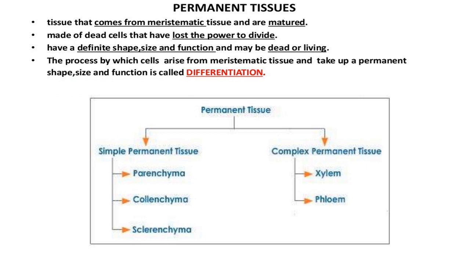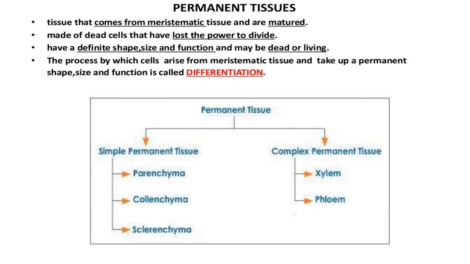In the previous video of chapter tissue, we have already finished with meristematic tissue. Today we will talk about the permanent tissue. Now, permanent tissue actually comes from meristematic tissue only. They are derived from meristematic tissue only, and they are mature. Most of them are dead cells that have lost their power to divide. So basically, the permanent tissues are derived from meristematic tissue, those cells which have lost their power to divide.